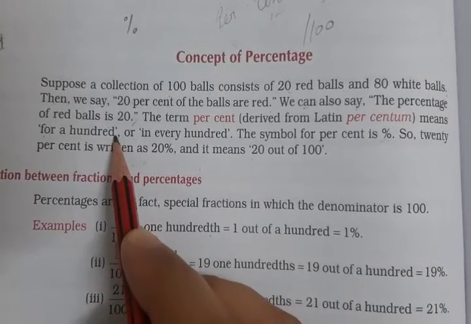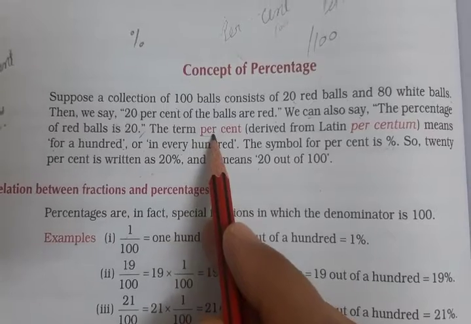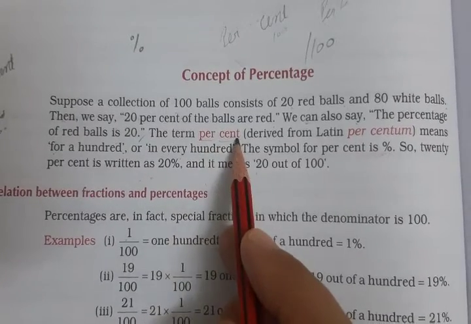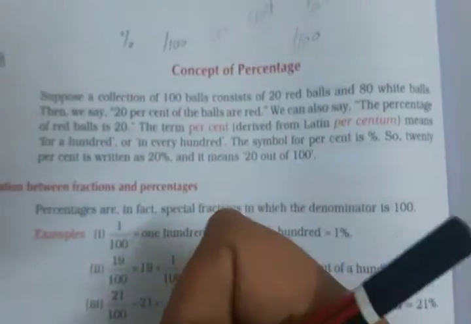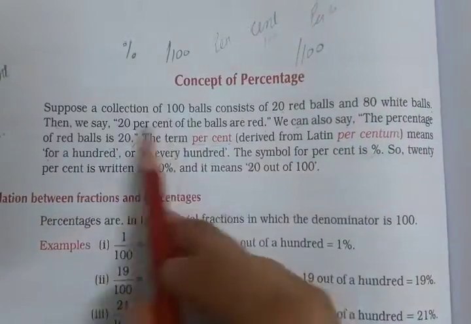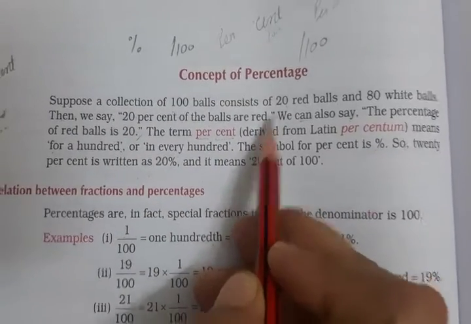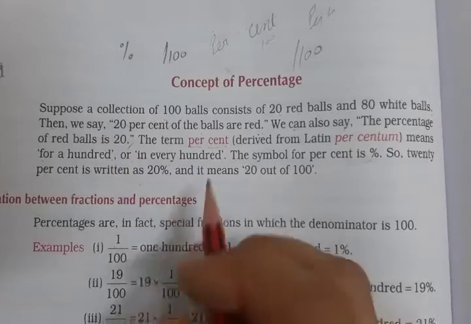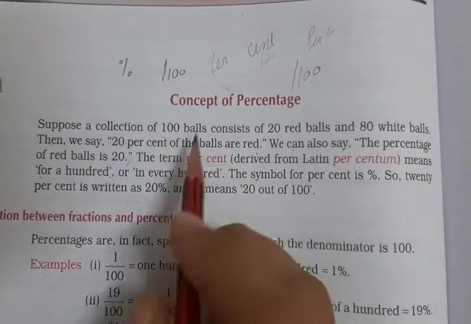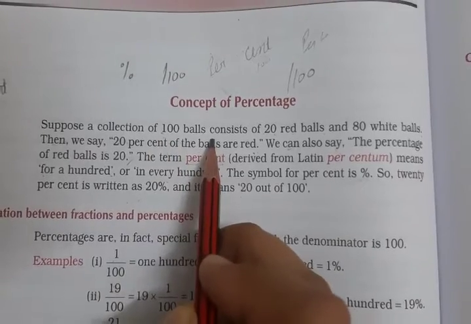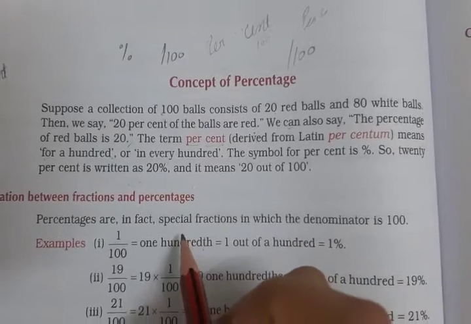The term percent means for 100 or in every 100. Per cent, that means out of 100. Now we will say that 20% of the balls are red and 80% of the balls are white. Also we will say that the percentage of red balls is 20 and the percentage of white balls is 80.